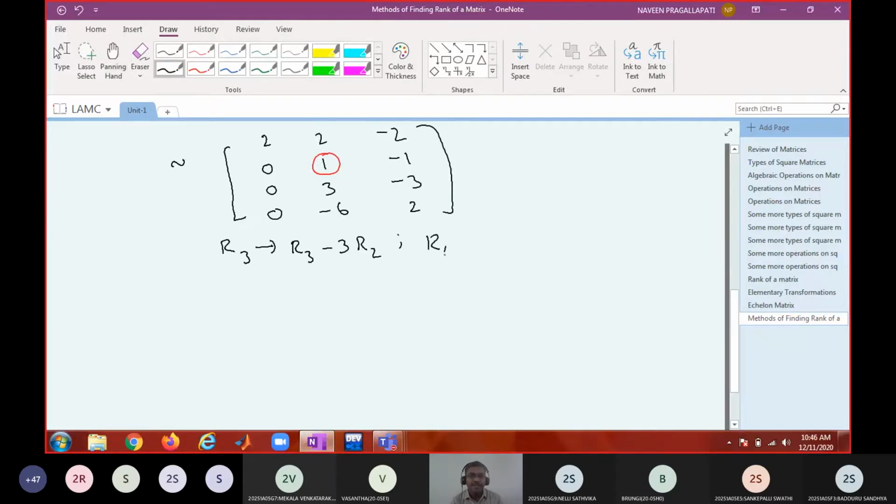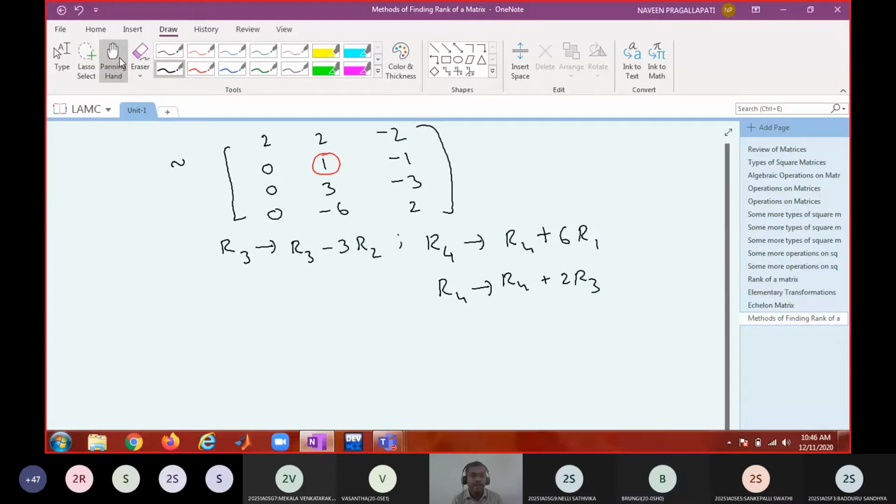R4 gets R4 plus 6 times R1. Okay, I'm telling you that you can write this operation also: R4 gets R4 plus 2R3 to make this entry 0. Is that okay? Sir, it's 6R2.